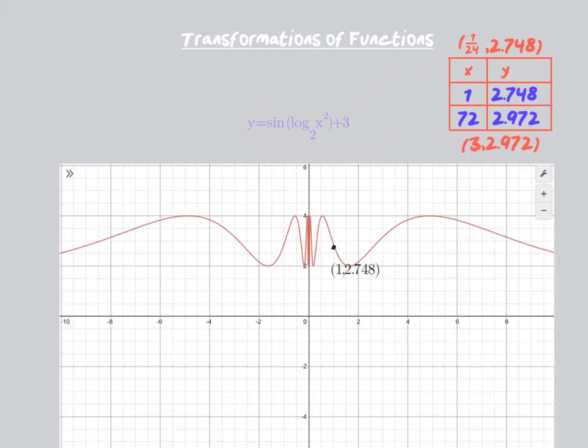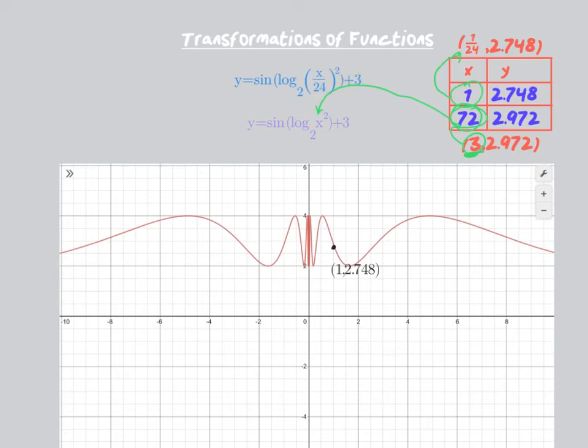So if you're clever, you could see that 3 times 24 is 72. So in order to plug a 72 into the equation and have the same effect as what the 3 used to have, you just divide by 24. Right? And the same with 1 divided by 24 will give you 1/24. So if you just write a new equation of y equals sine of log base 2 of (x over 24) in brackets squared plus 3.